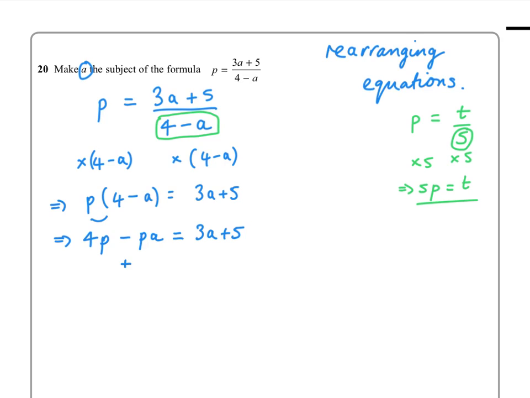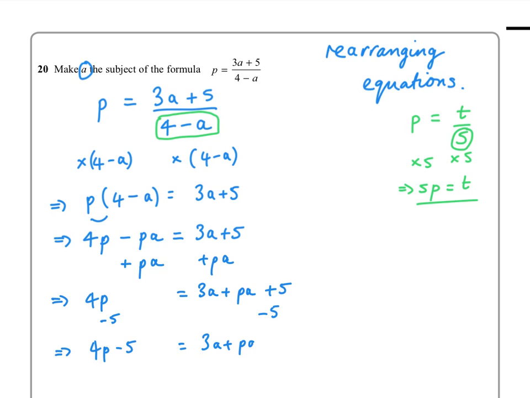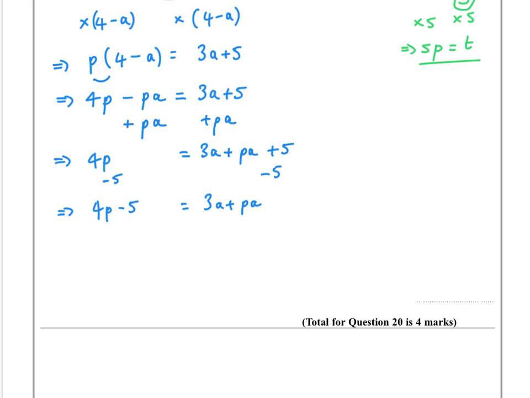So we'll add pa to both sides, and there's a good reason for that, because then we'd have 4p equals 3a plus pa plus 5. We're just going to take 5 from both sides, and that would give 4p minus 5 equals 3a plus pa. Now we're at a situation where this makes these questions easy, and it always happens at the grade A type of question and beyond.